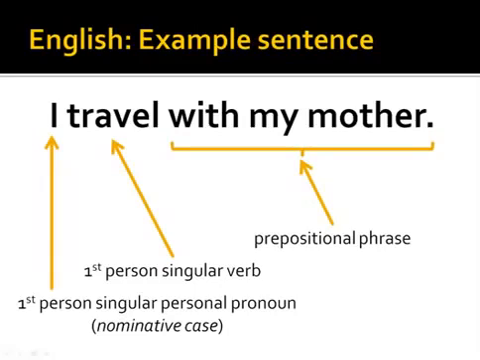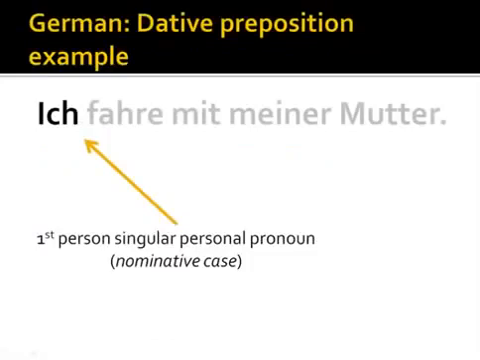That's not the case in German. In German, when we throw a noun into a dative prepositional phrase, it's going to change the endings. It's going to change the definite articles. So let's take a look at that. Same sentence, but in German. Ich fahre mit meiner Mutter.